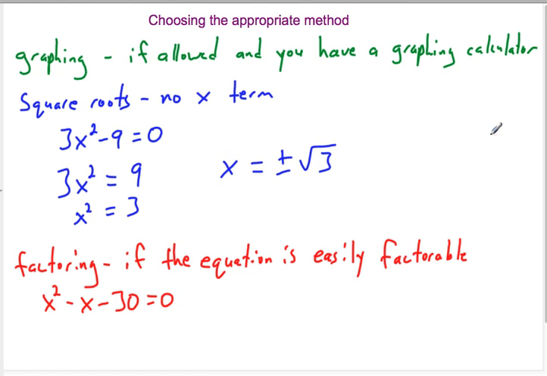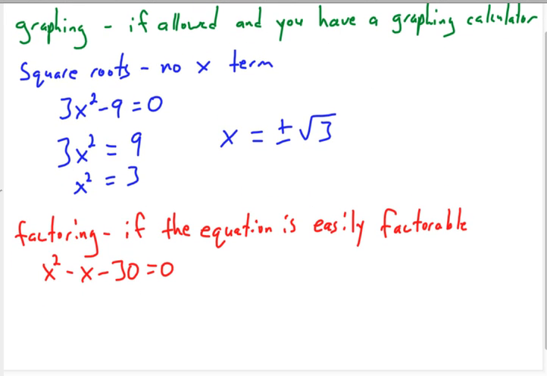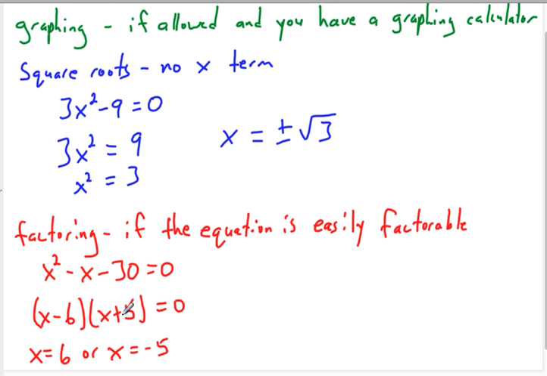You can use factoring if the equation is easily factorable. So for instance, in this case, x minus 6 and x plus 5 equals 0. So then we know that x must equal 6 because 6 minus 6 equals 0. Or we know that x equals -5 because -5 plus 5 equals 0.